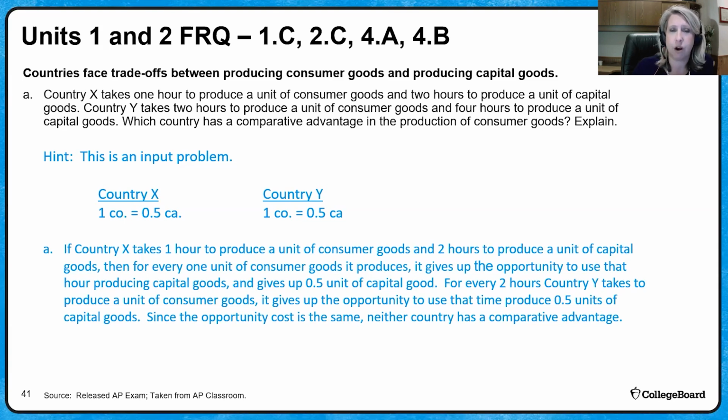That means we have to read for opportunity cost in a slightly different way. If country X takes 1 hour to produce a unit of consumer goods, how many capital goods could it have produced if it took that 1 hour and put it towards the production of capital goods? Well, if it takes 2 hours to produce a unit of capital goods, that means the hour it spent producing consumer goods could have been used on capital goods, and we would have gotten half of a unit of capital goods. So in this case, once we solve for the opportunity cost, we see that it is the same. And what that means is neither country has the comparative advantage.